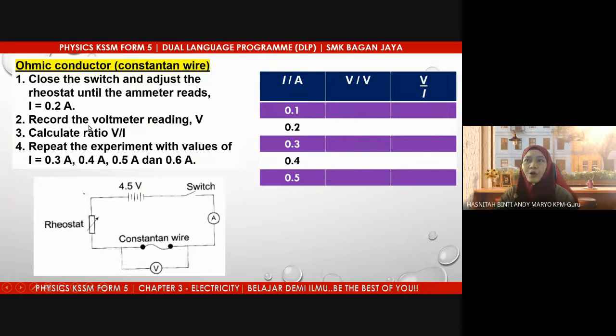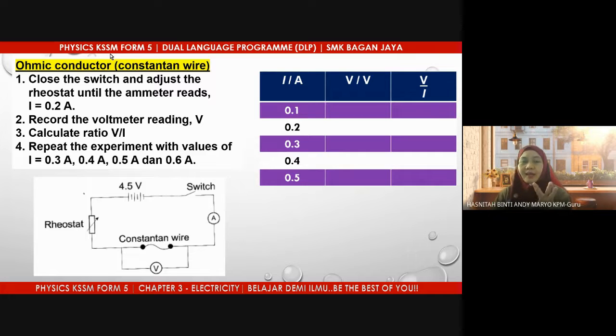So what is an ohmic conductor? A constantan wire is an example of an ohmic conductor. So this is the procedure, from number one, number two, number three, and number four. We close the switch and adjust the rheostat until we get an ammeter reading of 0.2. You adjust the rheostat to control the amount of current flowing in the circuit. That's why current is our manipulated variable here.